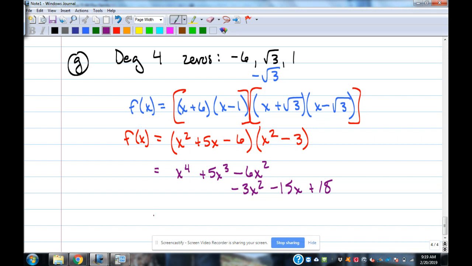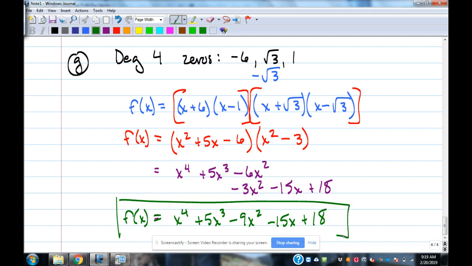Combine the like terms in the middle there. f of x is equal to x to the fourth power plus 5x cubed minus 9x squared plus 15x plus 18. And we built a polynomial that crosses the x-axis at negative 6, positive 1, positive square root of 3, and negative square root of 3. So this one should cross the x-axis in 4 places because I don't have a complex zero. Anytime you got complex zeros, those do not cross the x-axis. Rational and irrational zeros do cross the x-axis.